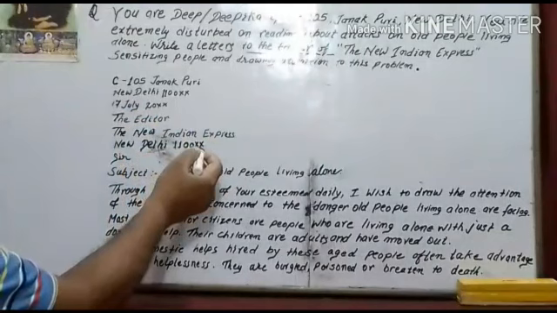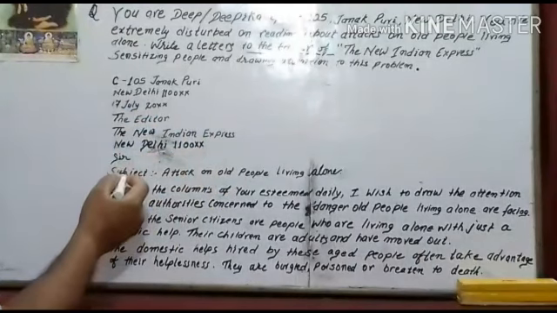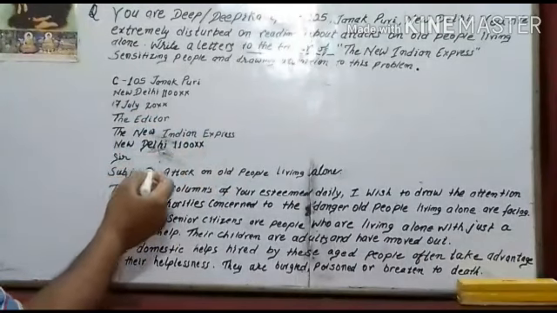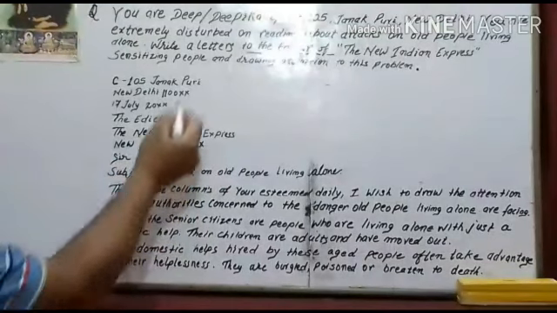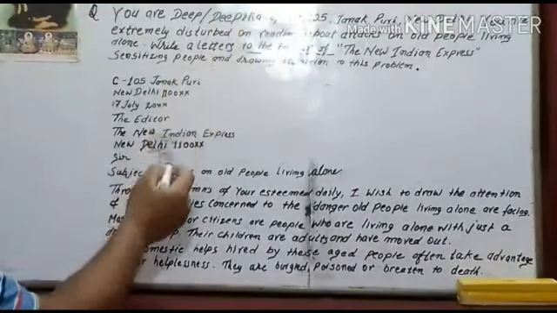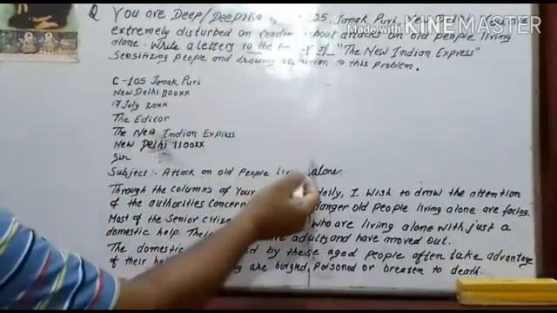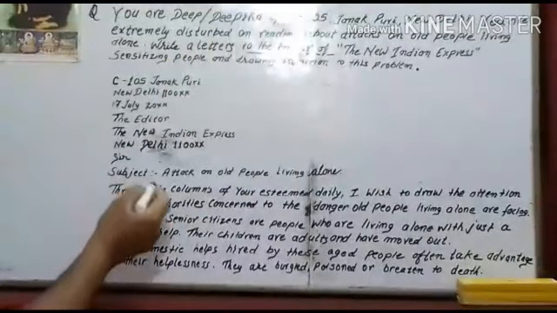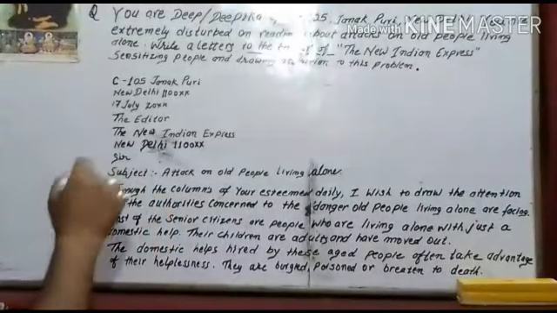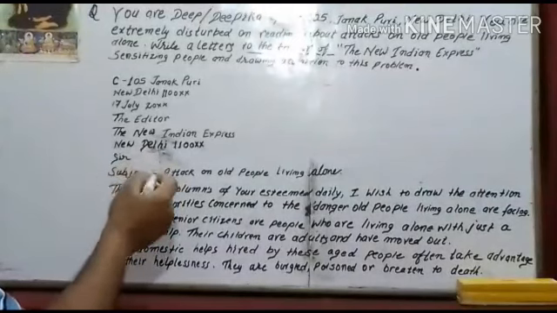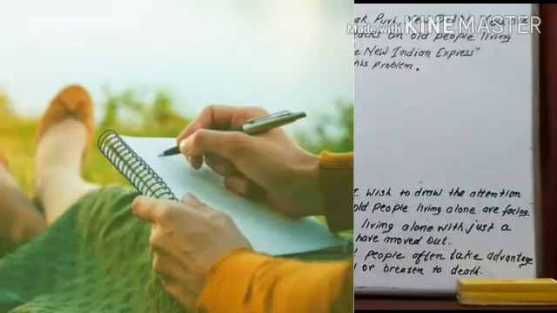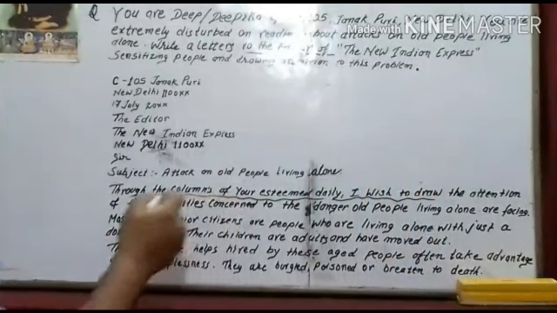Sir. Then subject. Subject I can extract easily from the question: Attack on old people living alone. So we'll start our letter with a very common, general starting line: Through the columns of your esteemed daily, I wish to draw the attention of the authorities concerned to the danger old people living alone are facing.